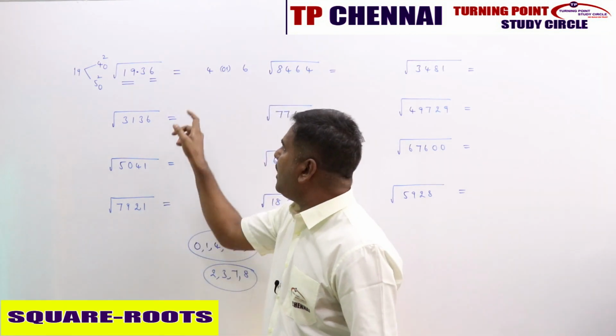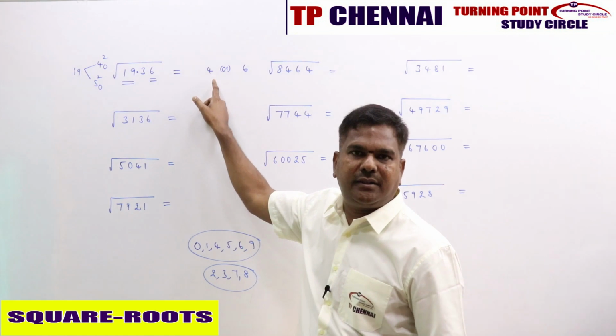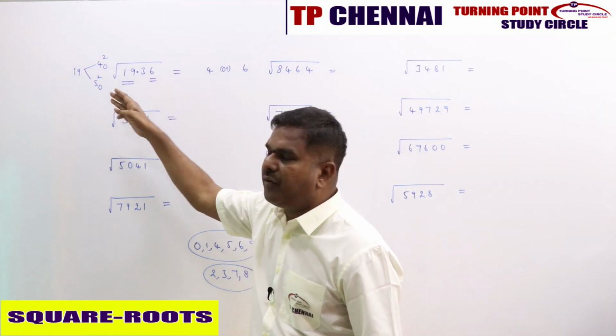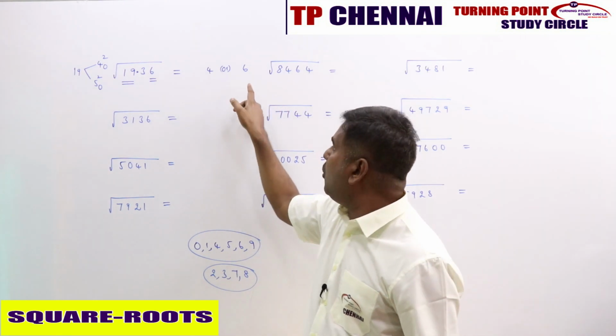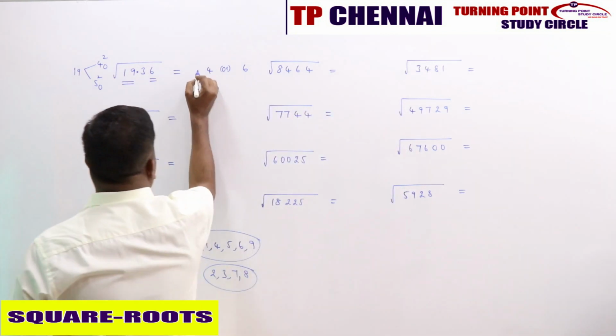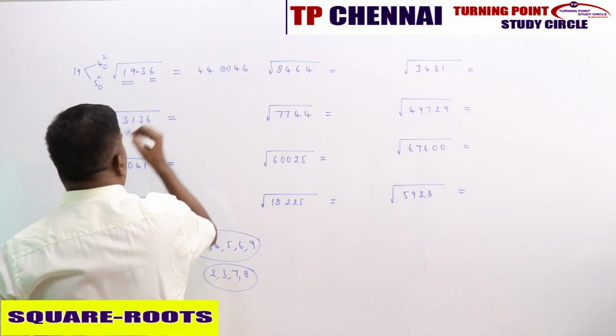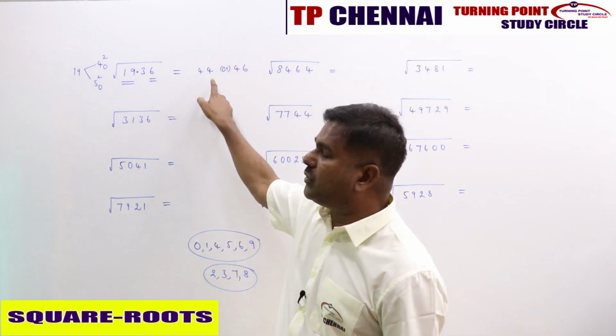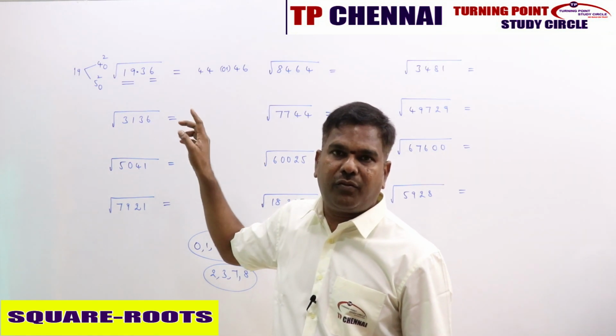We do know the last digits. So what are all the last digits? Either it can be ending with 4 or 6. Between 40 and 50, which two numbers are ending with 4 and 6? It's nothing but 44 and 46, right? So now we need to choose which is the right answer, either 44 or 46.